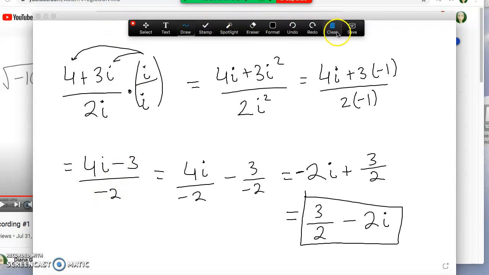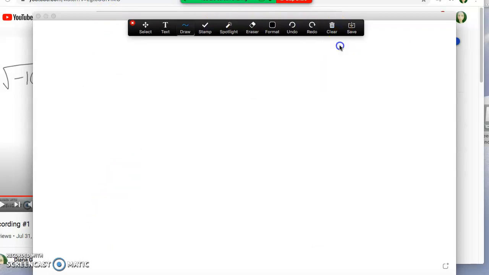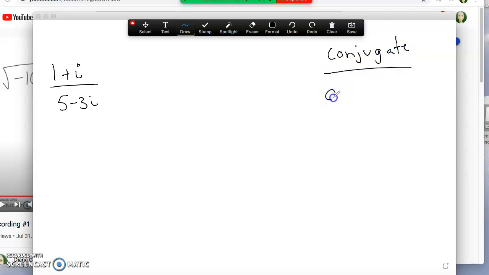Okay, let's move on to our last question. We have (1 plus i) over (5 minus 3i). Now remember we talked about our conjugate: the conjugate of a plus bi is a minus bi.